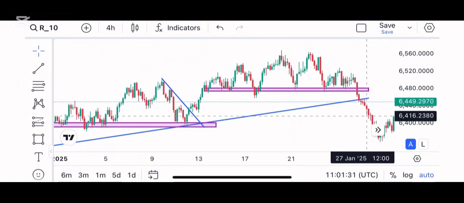So guys, this is how to take trades if you want to be very, very profitable. You look for the confluence area and you place your buy when the price gets to the confluence of lines.